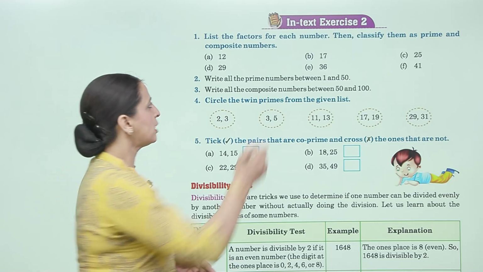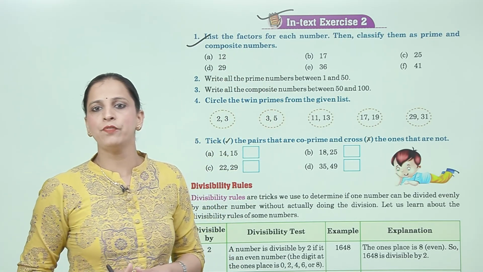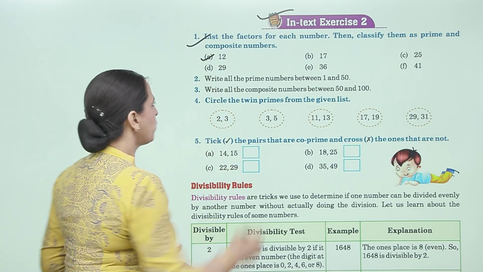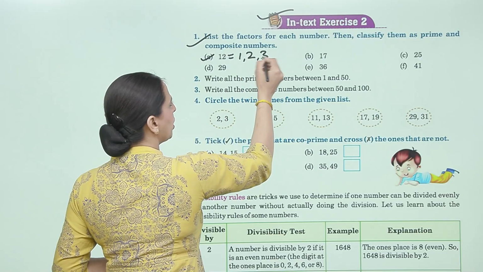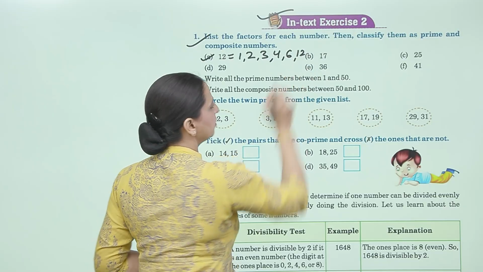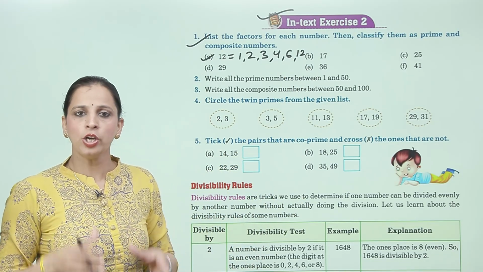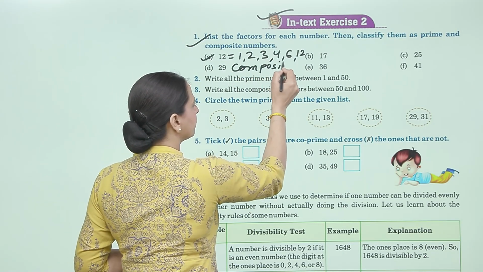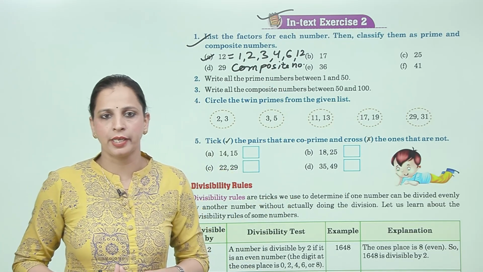Now, in-text exercise 2, question number 1, list the factors for each number, then classify them as prime and composite numbers. Now, A part, 12. 12 has 1, 2, 3, 4, 6 and 12. 12 has more than 2 factors, so it is a composite number. So children, using the same method, you will try the remaining parts yourself.